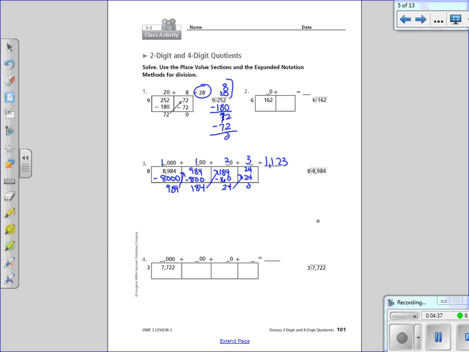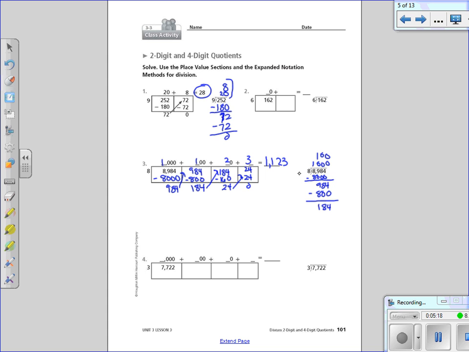I'm going to go ahead and do the expanded method for this one as well, and so I won't need to go through the other pages. So we're going to go 8 goes into 8,000 1,000 times. 1,000 times 8 equals 8,000. Subtract, 984. 8 goes into 9 one time. We've got to put our 2 zeros. And 8 times 100 is 800. I'm going to subtract.